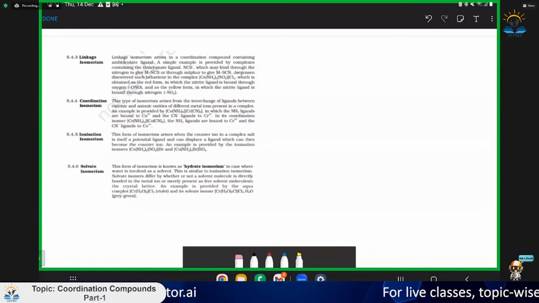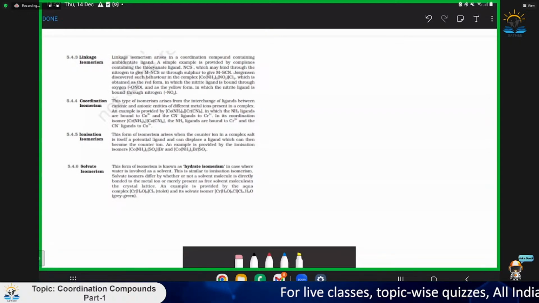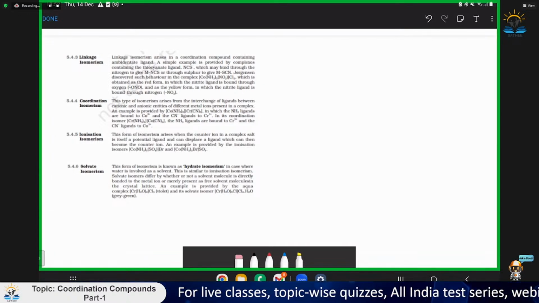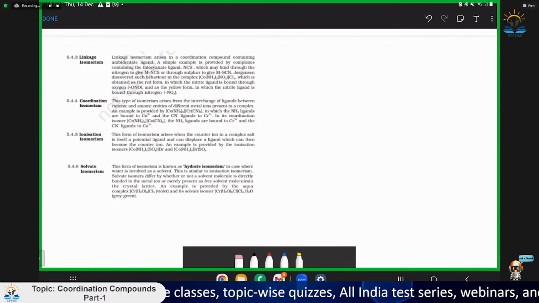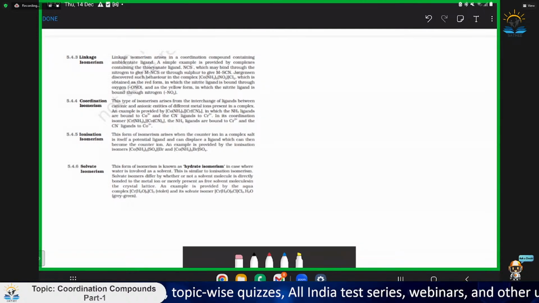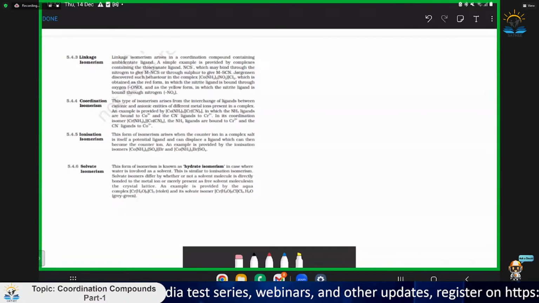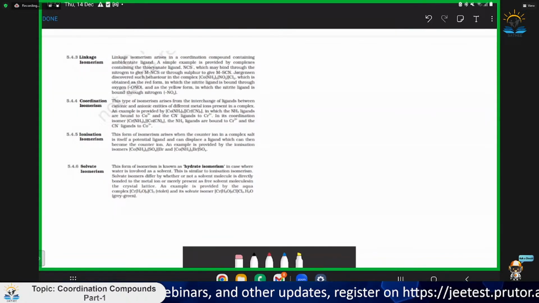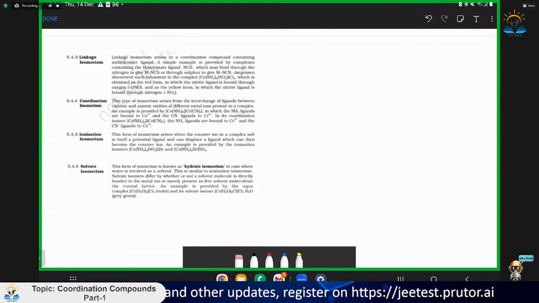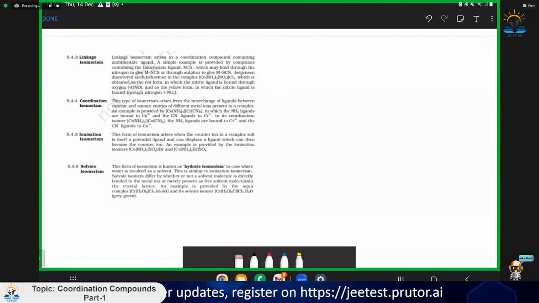see the example, occurs in binuclear, polynuclear complexes. Ligands get exchanged between the two complexes. Ionization isomerism, this form of isomerism arises when the counterion becomes a ligand and the ligand becomes a counterion. Counterion and ligand swap places.